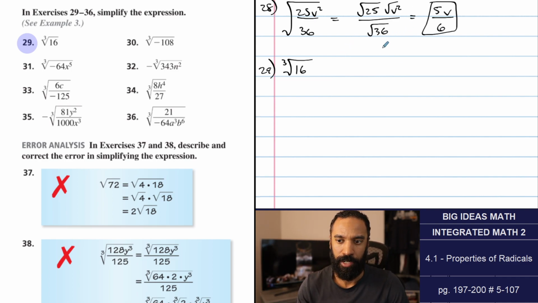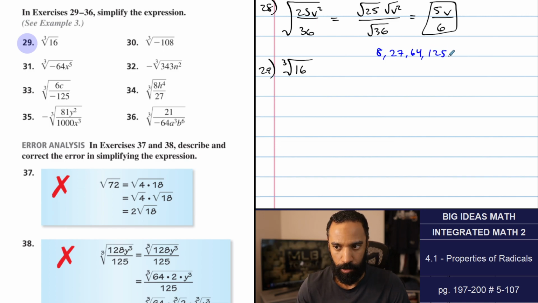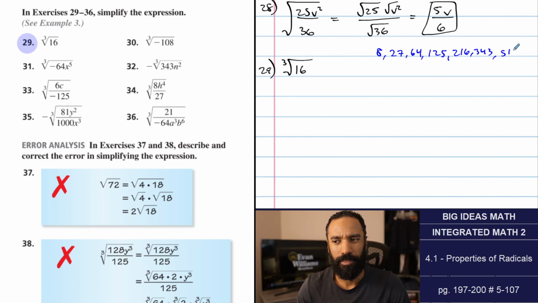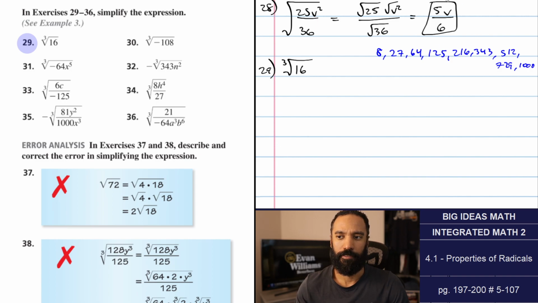Maybe I should write this list here. 8, I'm ignoring 1, but 8, 27, 64, 125. This is 2 cubed, 3 cubed, 4 cubed, 5 cubed, 6 cubed, 7 cubed, 8 cubed, 512, I think 512, 9 cubed, 10 cubed, right? These are perfect cube values.